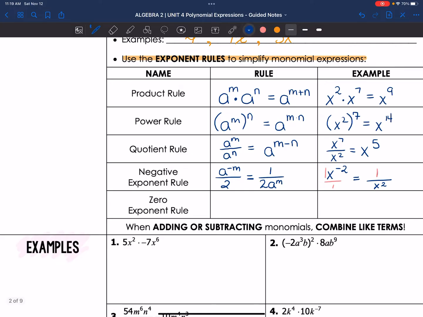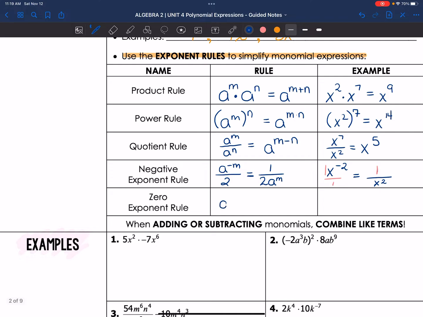And the last rule that we have is the 0 exponent rule, which says that anything raised to the 0 power is always 1. So if I had even something as complex as this, 7x squared, raise that to the 0 power. Well, since all of that is being raised to the 0 power, it simplifies to 1.